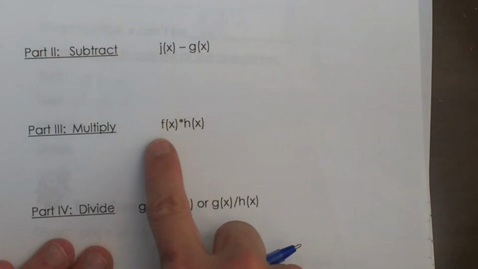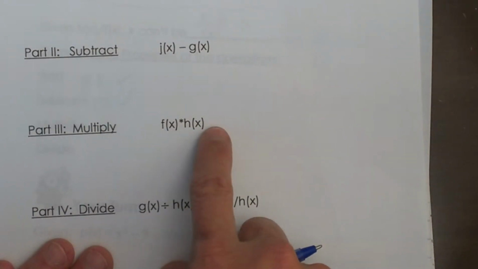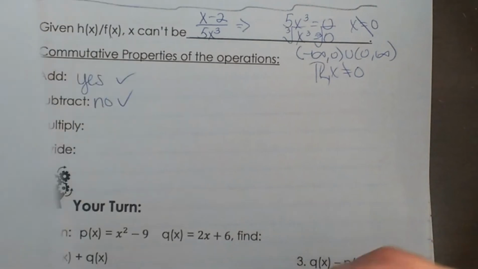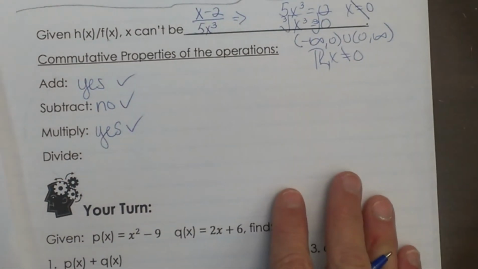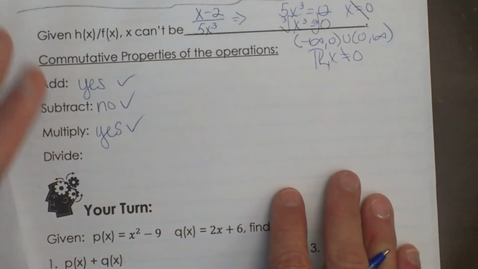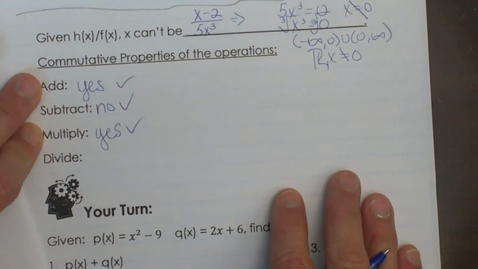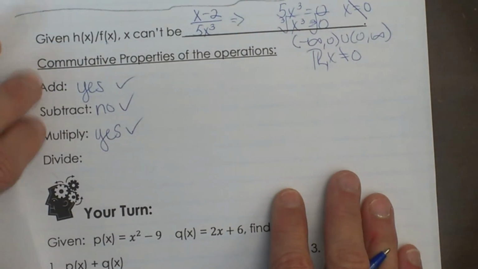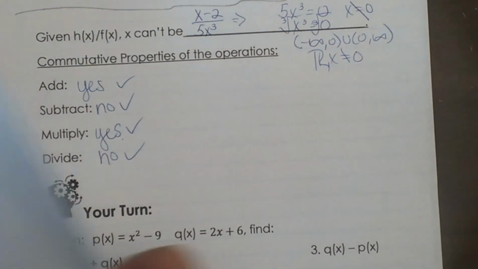How about multiplying? When we multiply f of x times h of x, is it the same thing as multiplying h of x times f of x? Hopefully you're thinking yes, it does. You can multiply and get the same answer. So, just like commutative properties in general, adding and multiplying are okay, but subtracting and, of course, dividing is a big no also. You will get a different answer when you divide.